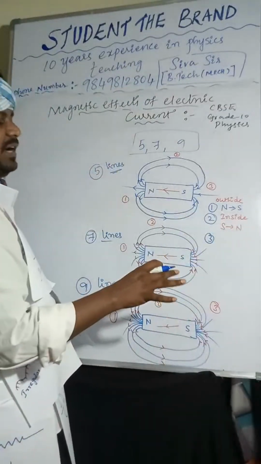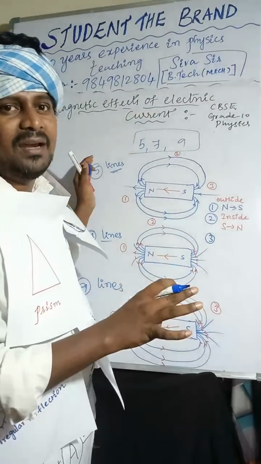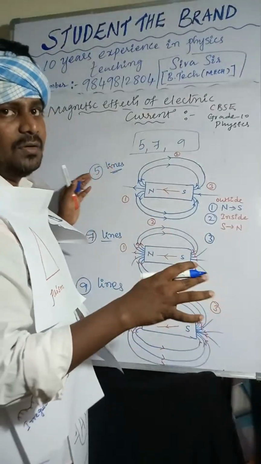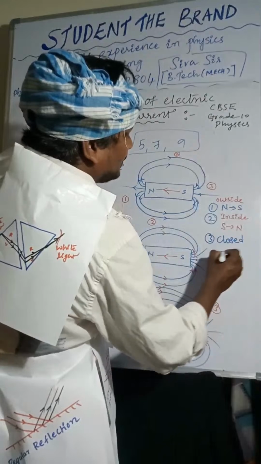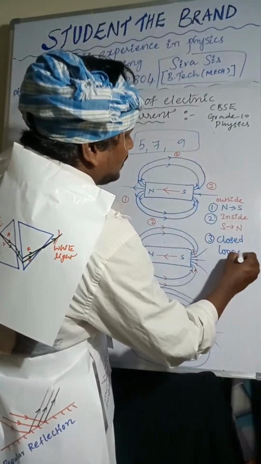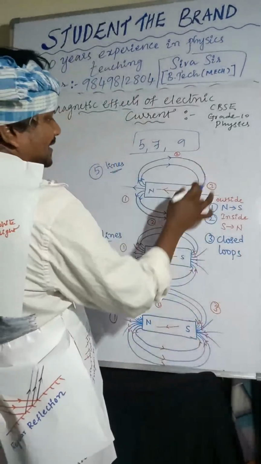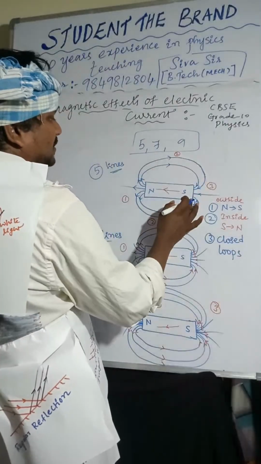Coming to the third one, these magnetic field lines are closed loops. Magnetic field lines are closed loops. Here they emerge out from north and reach to south.